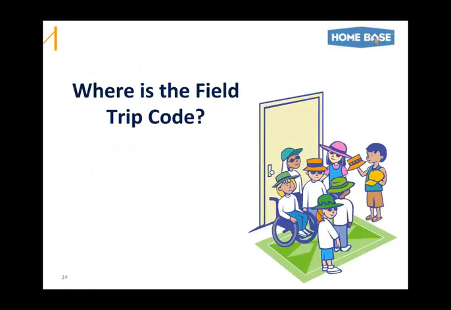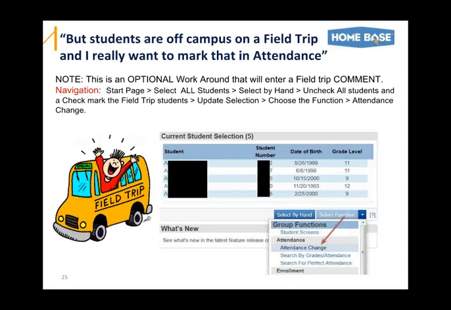Okay, so where is the field trip code? Students are off campus on a field trip, and I really want to mark that in attendance. So this is kind of a workaround that will enter a field trip in the comment. So there really is not a code that is field trip. Are they ever going to change that? It keeps coming up, but they never approve it. Adele is the one that's to approve it. Okay. So it's not a valid attendance code, so we definitely have to do it via a comment.